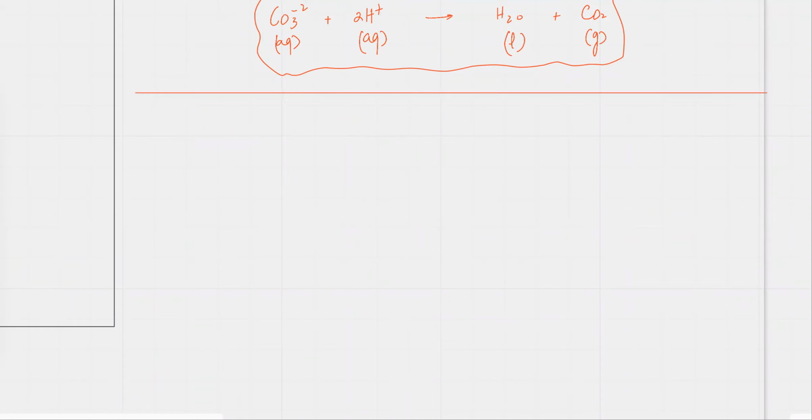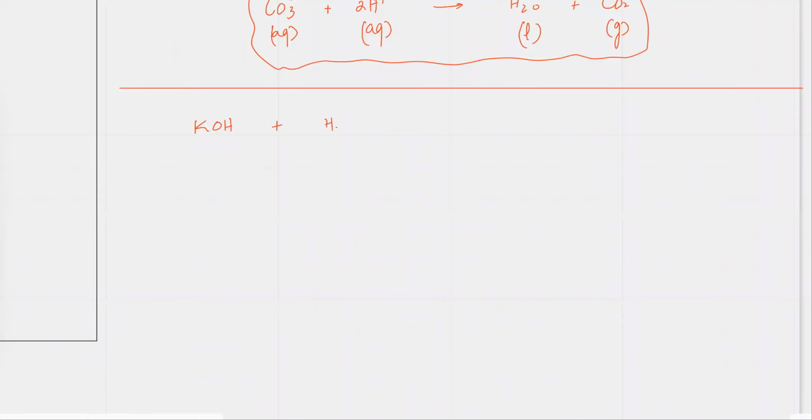ठीक है, pick a random equation. Let's do KOH with H2SO4. So it forms K2SO4 plus water. ठीक है, that's the acid-base reaction. H की जगह न K coming in. Now K group 1, that's aqueous. H2SO4, that's acid. That's obviously aqueous. K group 1, that's aqueous, and H2O is a liquid.